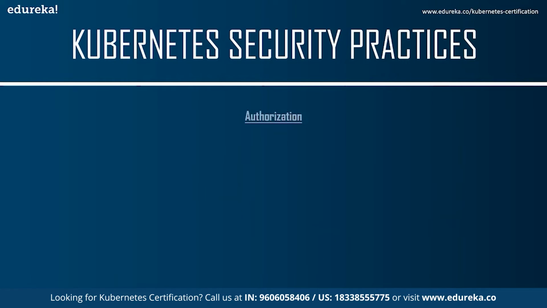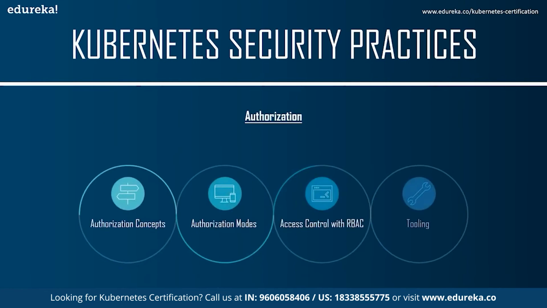Moving on to the next Kubernetes security practices, we have authorization. Now, authorization is assigning permissions to users and applications and in turn enforcing those. Authorization in Kubernetes verifies whether a certain action is allowed by a certain user or application, and if it is allowed, it performs that action or otherwise rejects it and potentially logs the attempt.